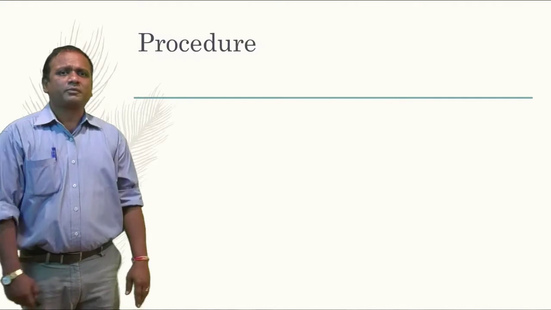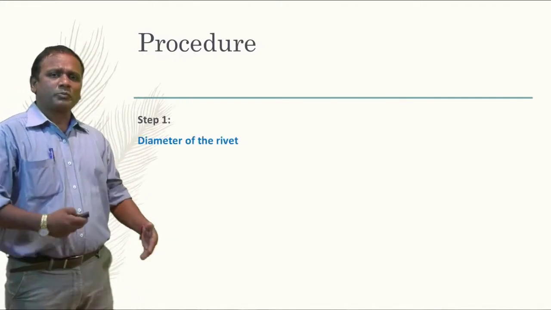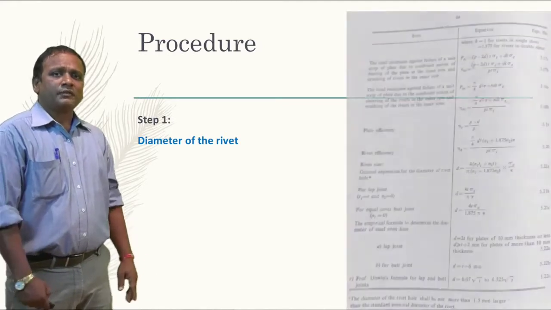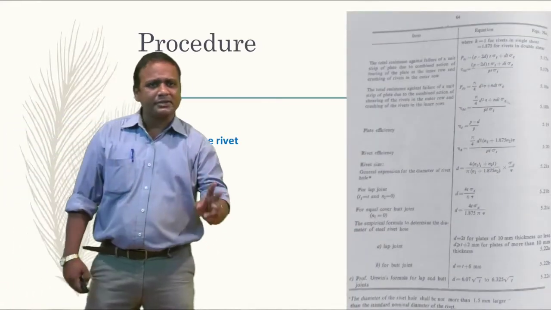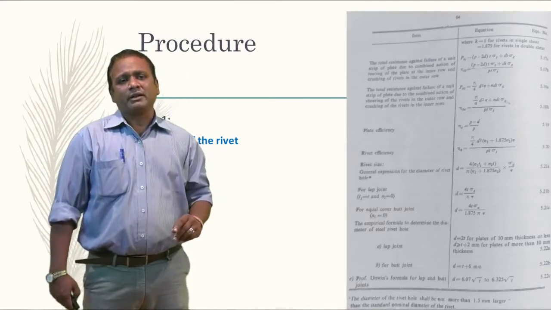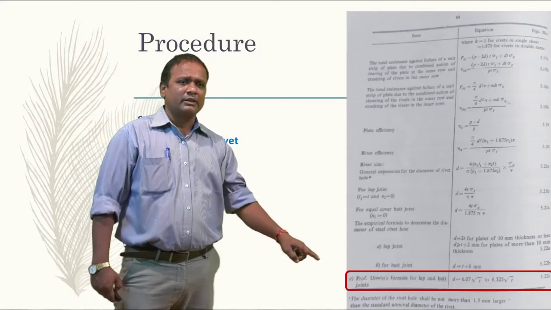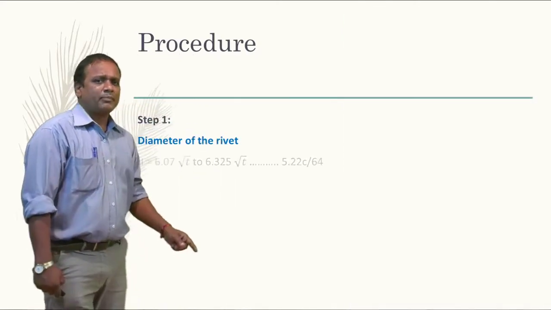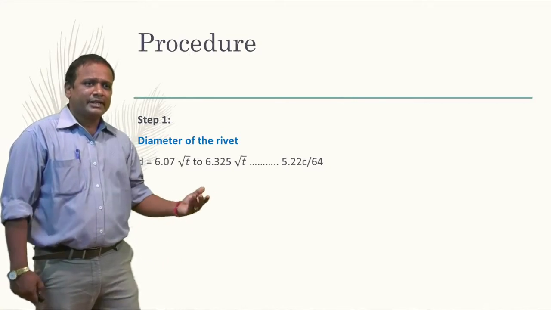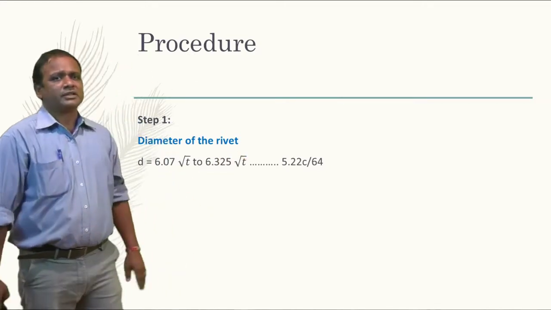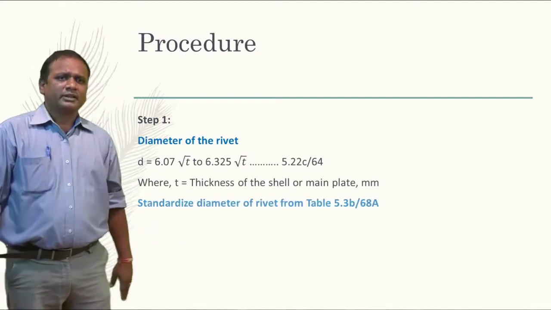Now, my first step in the design would be to find the diameter of a rivet. For this I will refer to a data handbook, the 3rd edition Design Data Handbook written by Mahadevan and Balaveera Reddy. Here, for the diameter, the equation that I use is equation 5.22C on page number 64. Here again T would be the thickness of the main plate or shell, in mm.